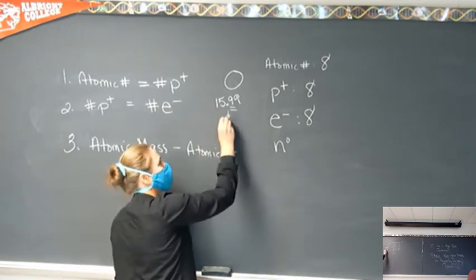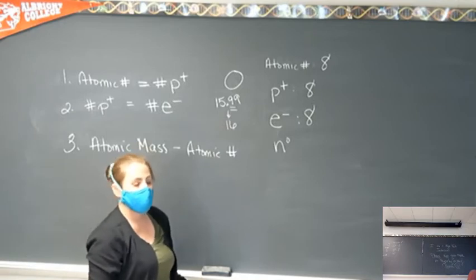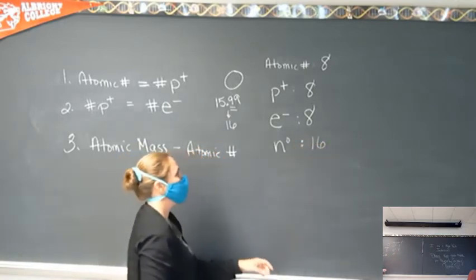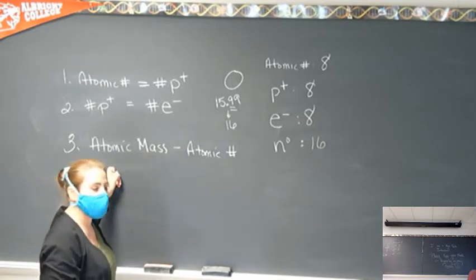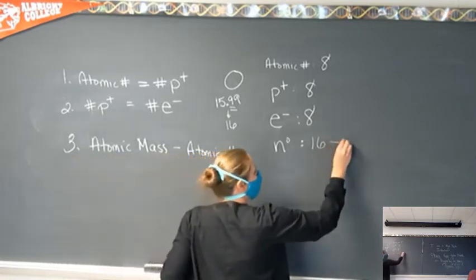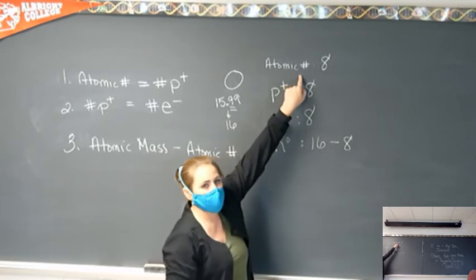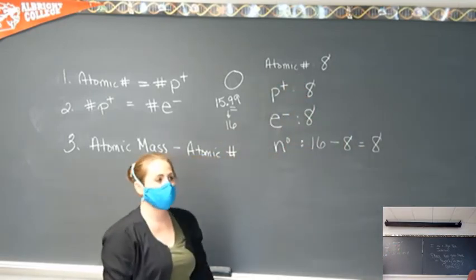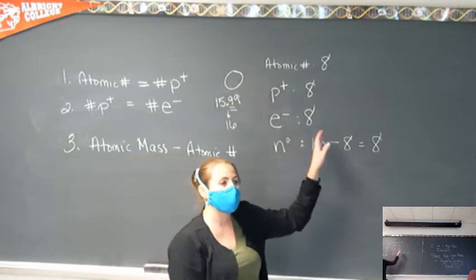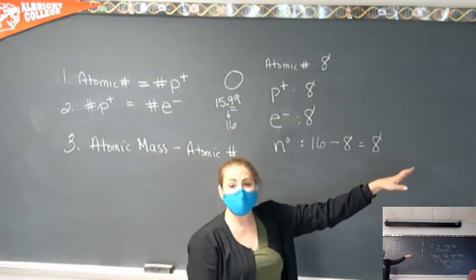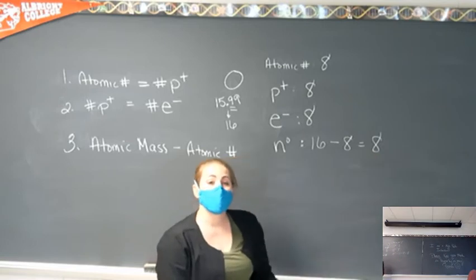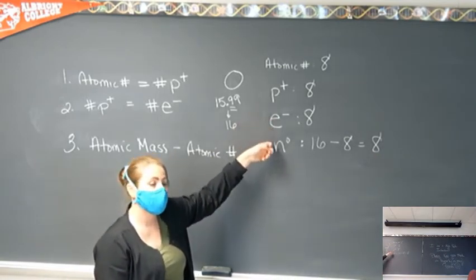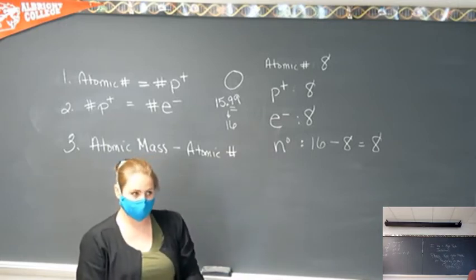So this would then be 16. So for the neutrons, you would have 16, which is the mass number or the atomic mass, minus 8, because that's the atomic number. And you would wind up with 8 neutrons. So for this atom, they're all exactly the same. For some atoms, the number of neutrons will be different. So the number of protons will always equal the number of electrons, but the number of neutrons could be different.